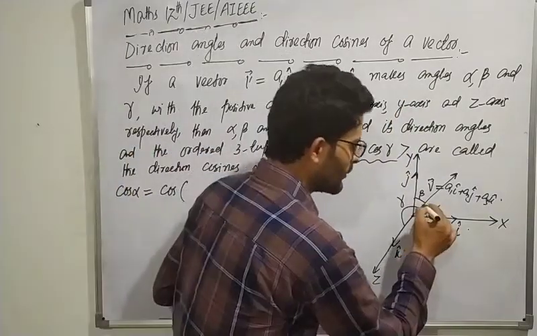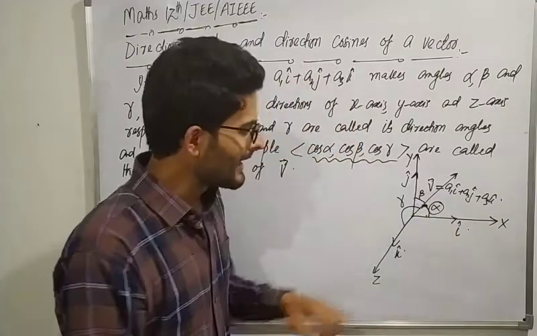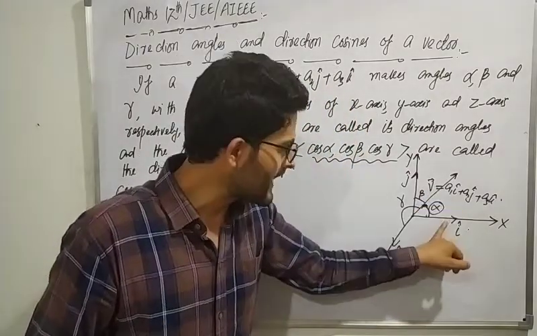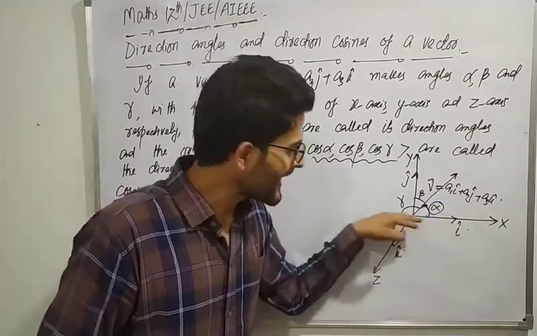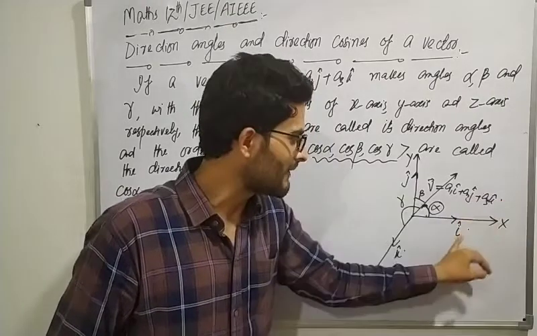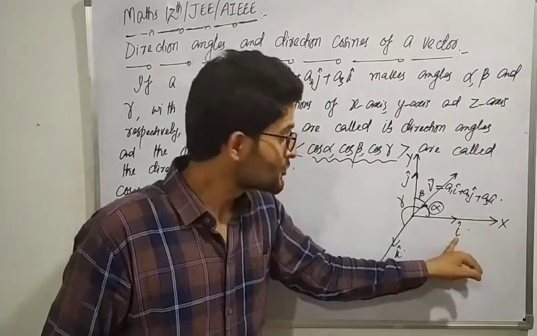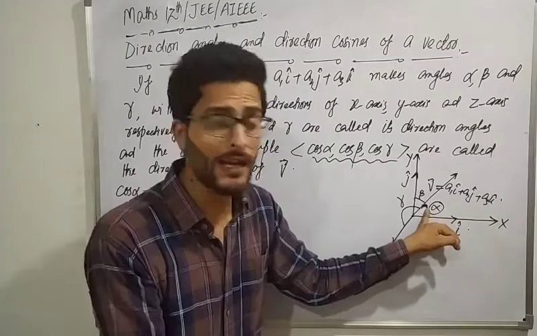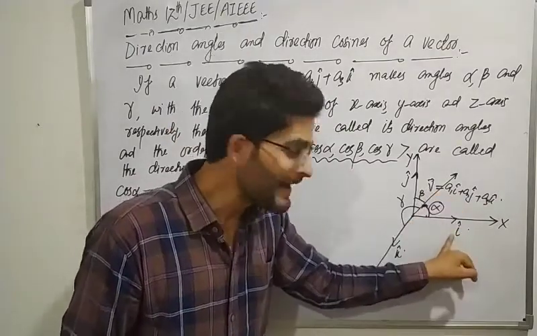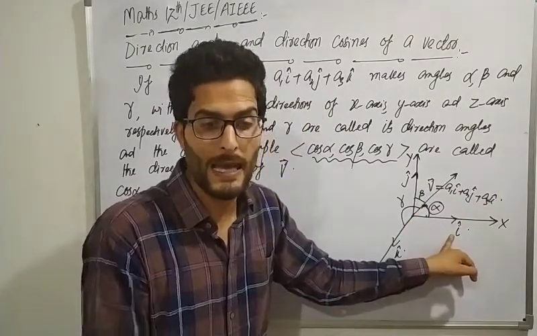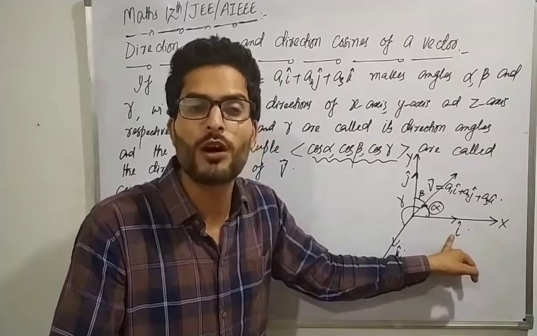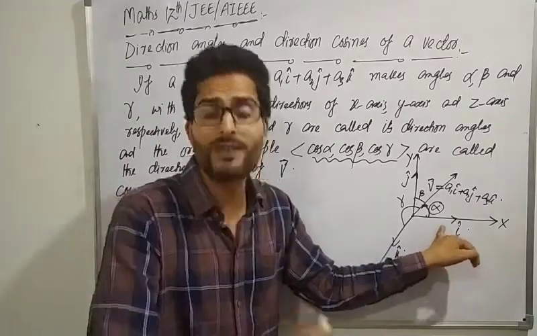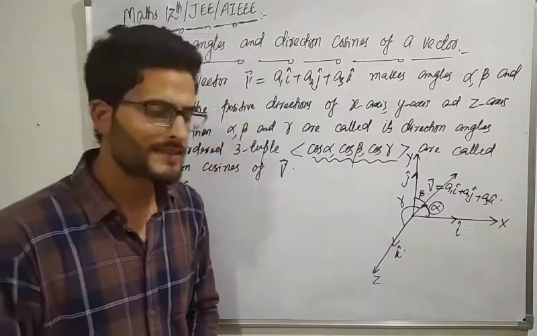Now, take a look at this alpha. What is alpha? Alpha is an angle between vector v and the positive direction of x-axis, but along the positive direction of x-axis, we have a vector, what? i cap. So, alpha would be the angle between vector v and i cap, obviously, because i cap gives us the direction of the positive x-axis; it is a unit vector along the positive direction of x-axis.